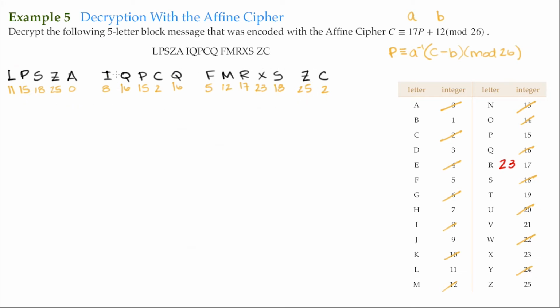Now that we have all the designated numerical equivalents here, we'll go ahead and use the decryption formula. So our plain text is going to be congruent to the inverse here, and we determined that the inverse was 23. So that's going to be 23 times our cipher text, that's 11 for L, minus our shift, which is 12, mod 26. 11 minus 12, that's negative 1. 23 times negative 1, so this is congruent to negative 23, which is congruent to 3 mod 26. And of course, the remainder here, that's now our plain text, and we'll put it right there.